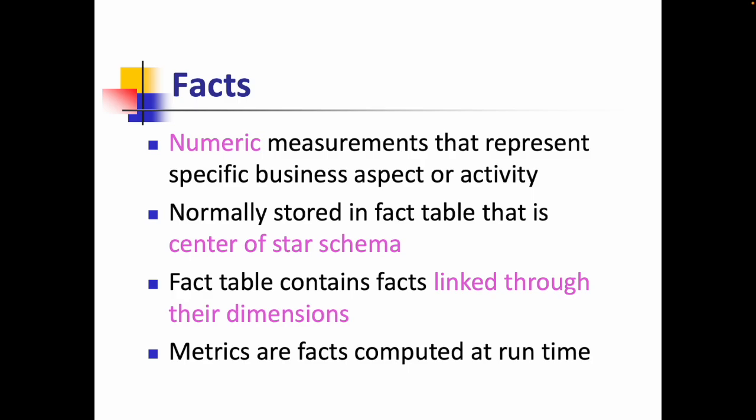So a star schema looks like this. So you have a fact table here, right? And then you have several dimensions. And do we have any limit for the number of dimensions?